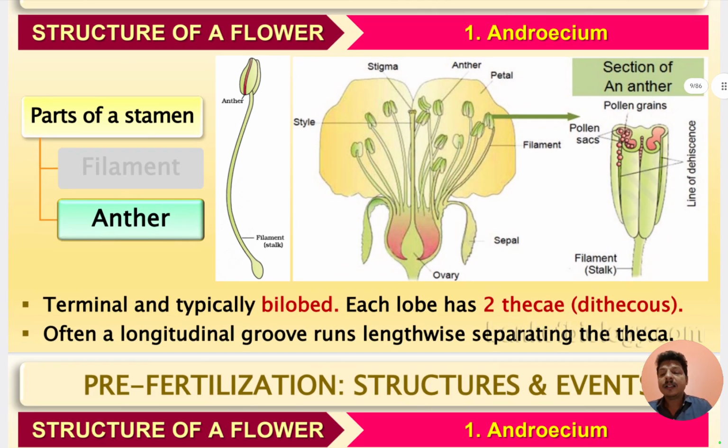Coming to anther, terminal and typically bilobed. It is terminally present, as you can see, terminally present anther, and typically bilobed. Bilobed, two lobes are there, you can see. One is this side, another is that side.